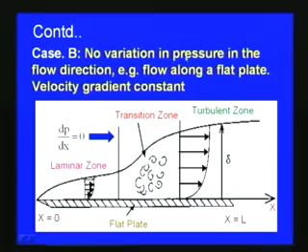The second case is case B, where, if you consider the flow over a flat plate, there is no variation in pressure in the flow direction. For example, flow along a flat plate, where the velocity gradient is constant. Here the free stream velocity comes, and then the boundary layer is developed, initially laminar and then transition and turbulent boundary layer. So, in the second case there is no pressure variation in the flow direction.